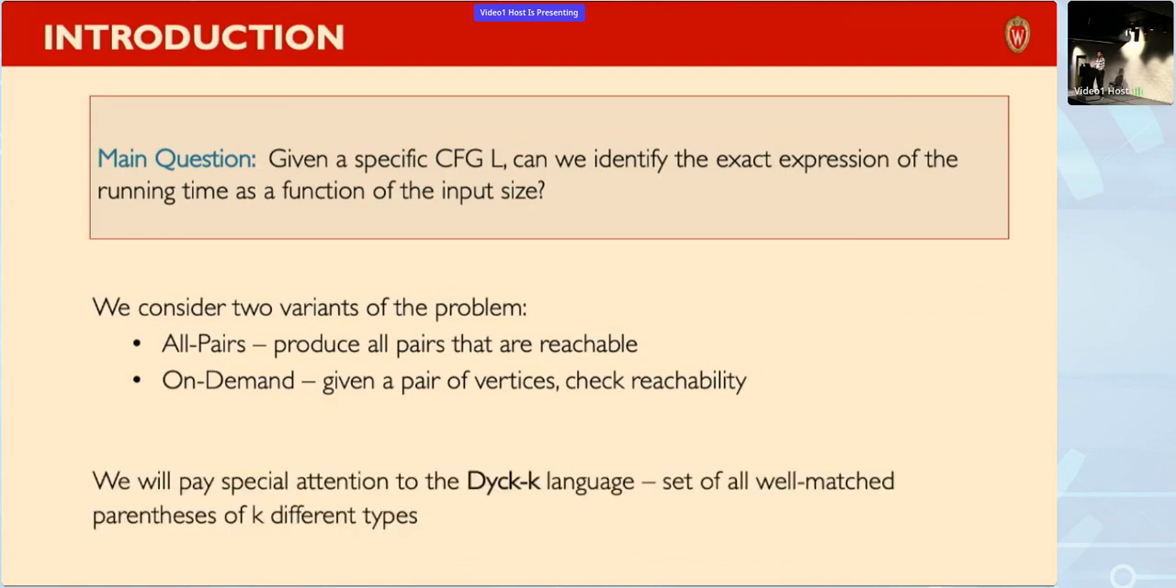I will also pay special attention to Dyck-K languages, which is the set of all well-matched parentheses, where the parentheses are of K different types.